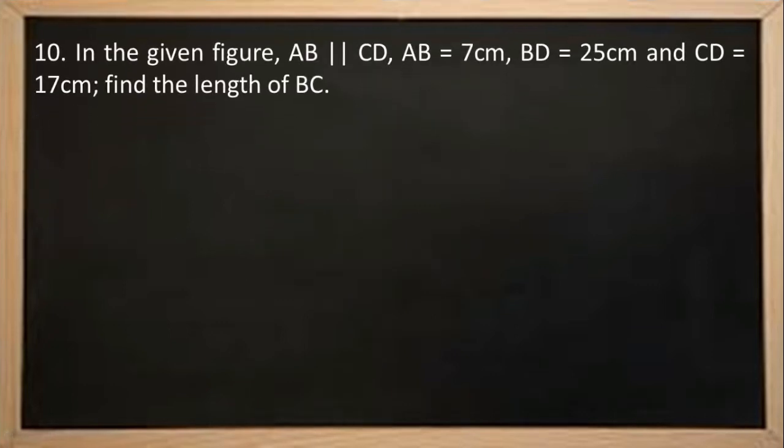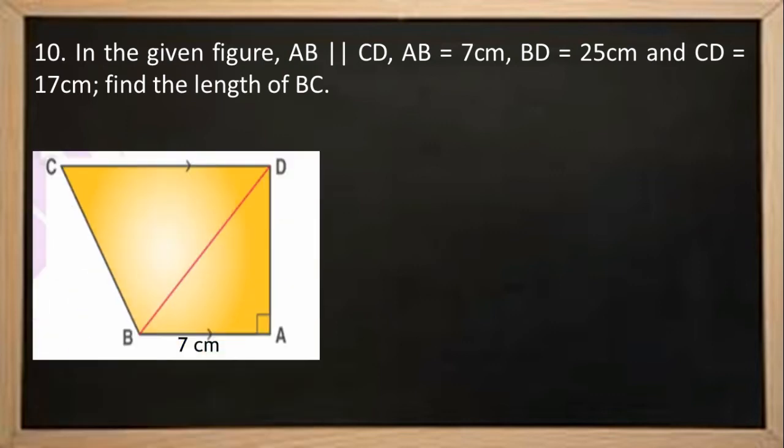Question number 10. In the given figure, AB is parallel to CD, AB is 7 cm, BD is 25 cm and CD is 17 cm. Find the length of BC. The diagram is given in the book. Let us consider the same diagram and write down the measurements: AB 7 cm, BD 25 cm, CD 17 cm. It is asked in the question to calculate the length of BC.